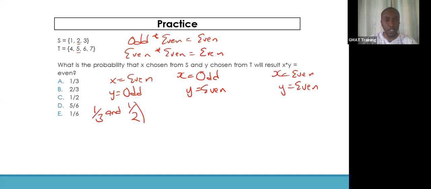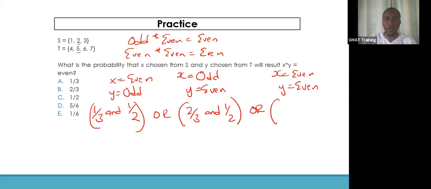So you can have this option or another option where X equals odd. X being odd, that's 2 out of 3 options. And Y being even, we have 2 options out of 4, that's a half. Or the last option where you have X being even, that's only 1 out of 3, and Y also being even, that's also a half. So 'and' means multiply, 'or' means addition.